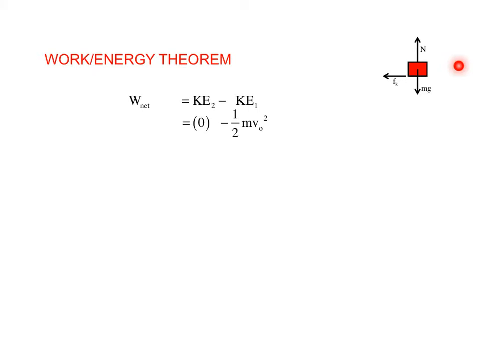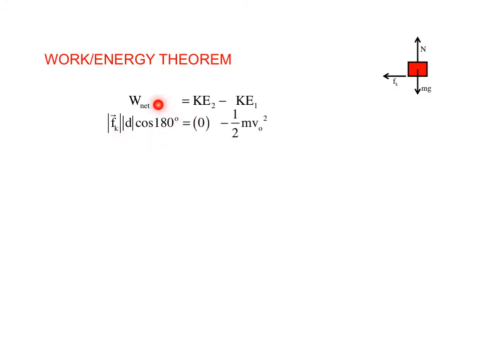If you do the dot product, you take the magnitude of n times the magnitude of d times the cosine of the angle between the line of n and the line of d, which is 90 degrees. Cosine of 90 degrees is 0. It turns out n does no work. Same thing with mg. f, on the other hand, does work. So we have to figure out how much work it does, and that information will go right in here.